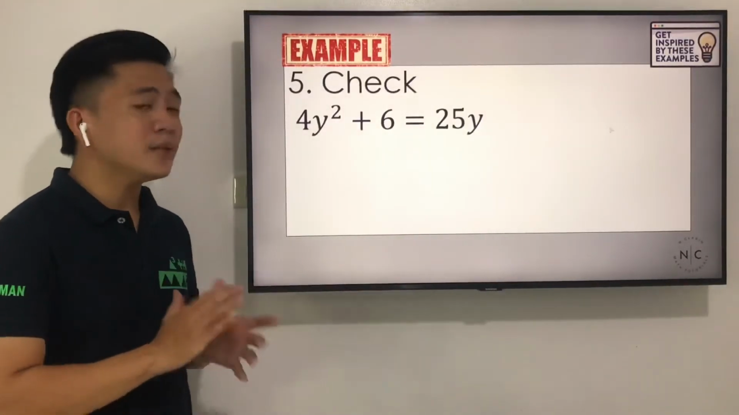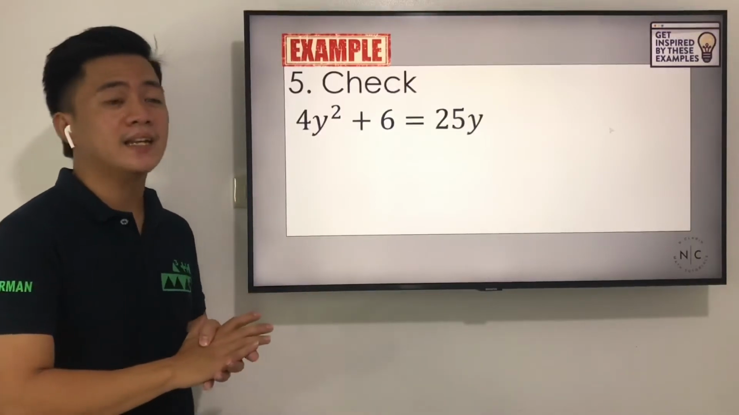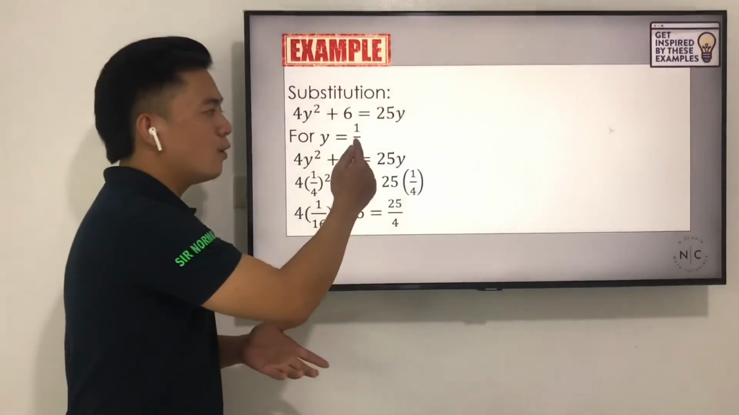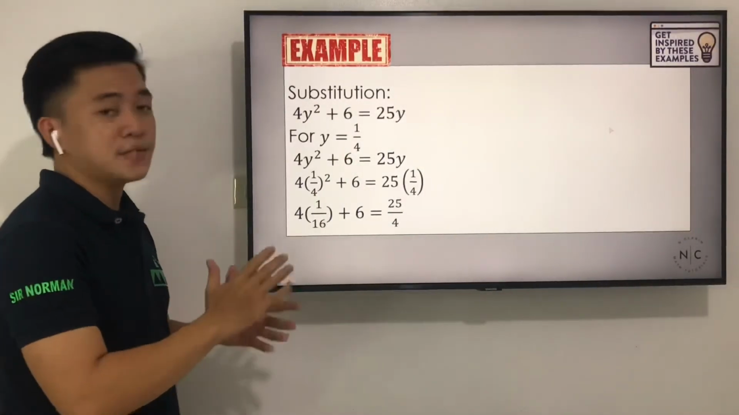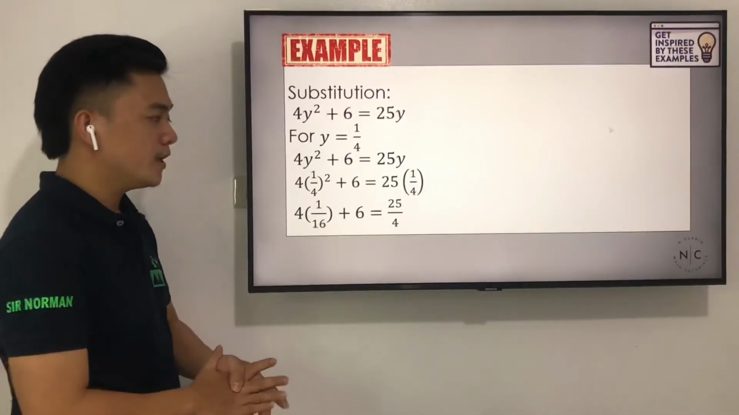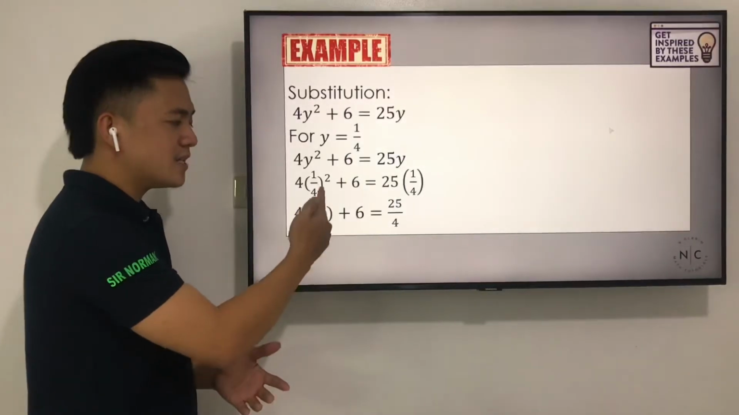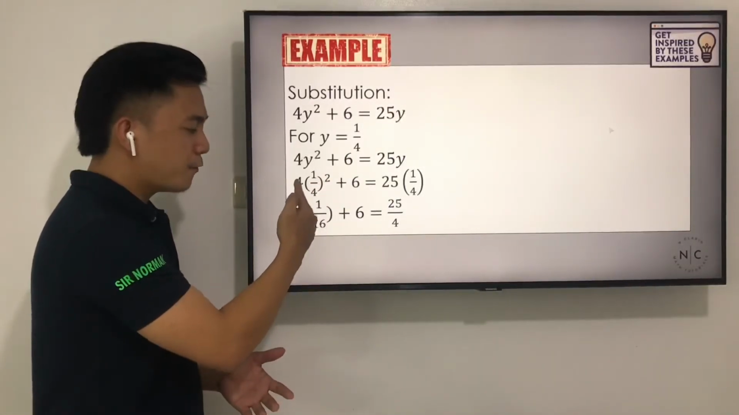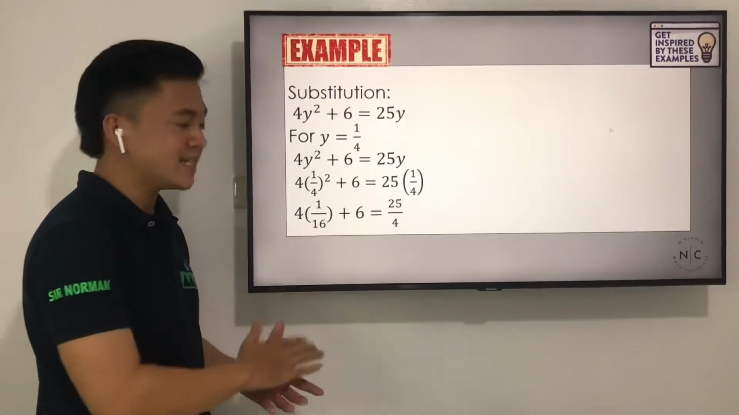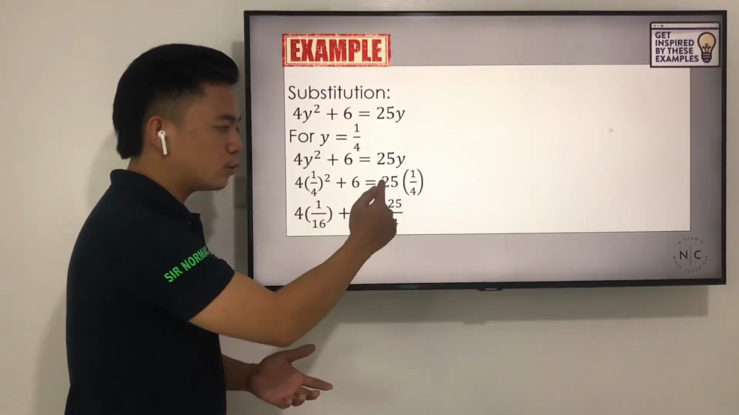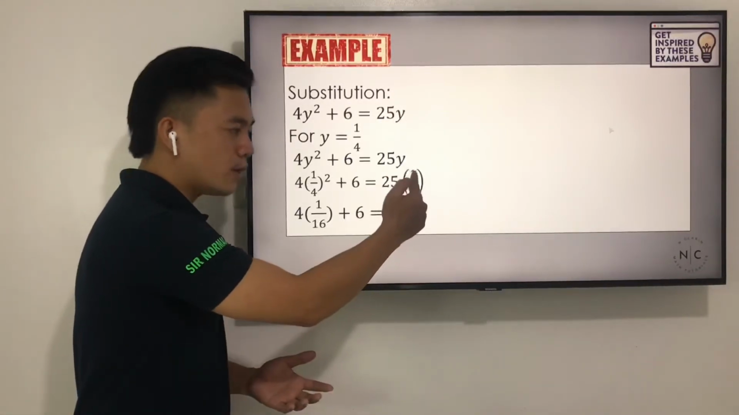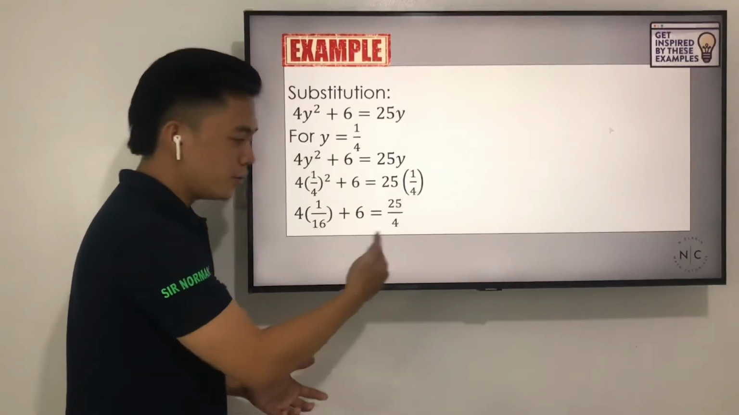Last step is we will check kung tama ba yung roots na nakuha natin using yung ating original na equation. First is yung ating y is equal to 1/4. So substitute lang natin, si y magiging 1/4. Tingnan natin ha. First is yung exponent muna tayo. Si 4 bibring down natin. And then 1/4, the square of 1/4 is 1 over 16. Plus, bring down 6 is equal to 25 times 1/4, which is 25 over 4. So yun yung nakuha natin.